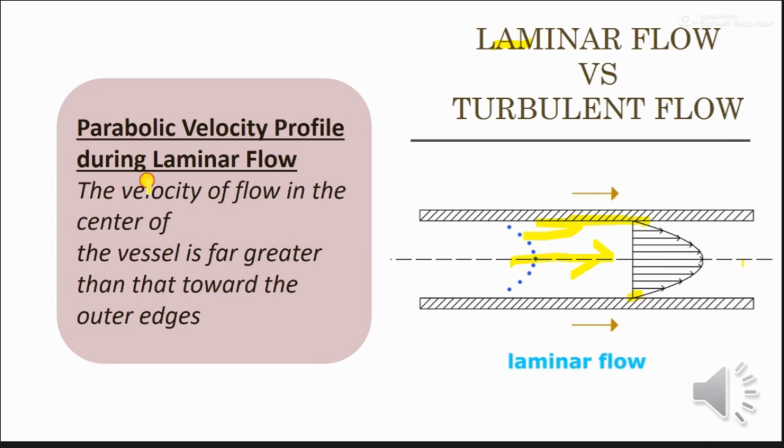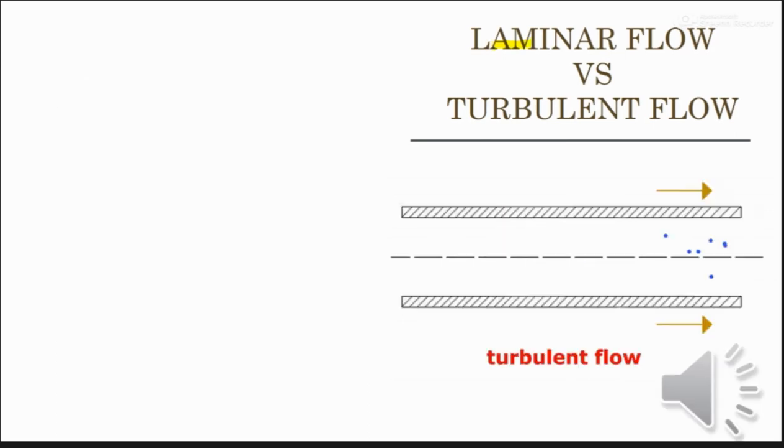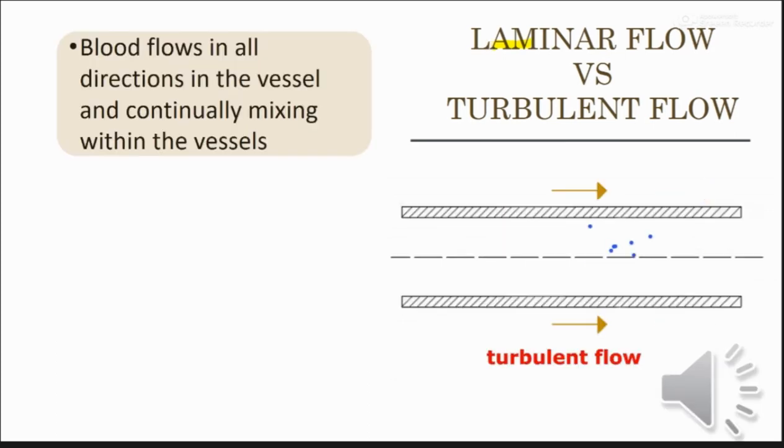Far greater velocity, far greater or faster, more rapidly than the outer layers, yung nasa center. So, that's just what's important in your laminar flow. Okay, let's go now to your turbulent flow.